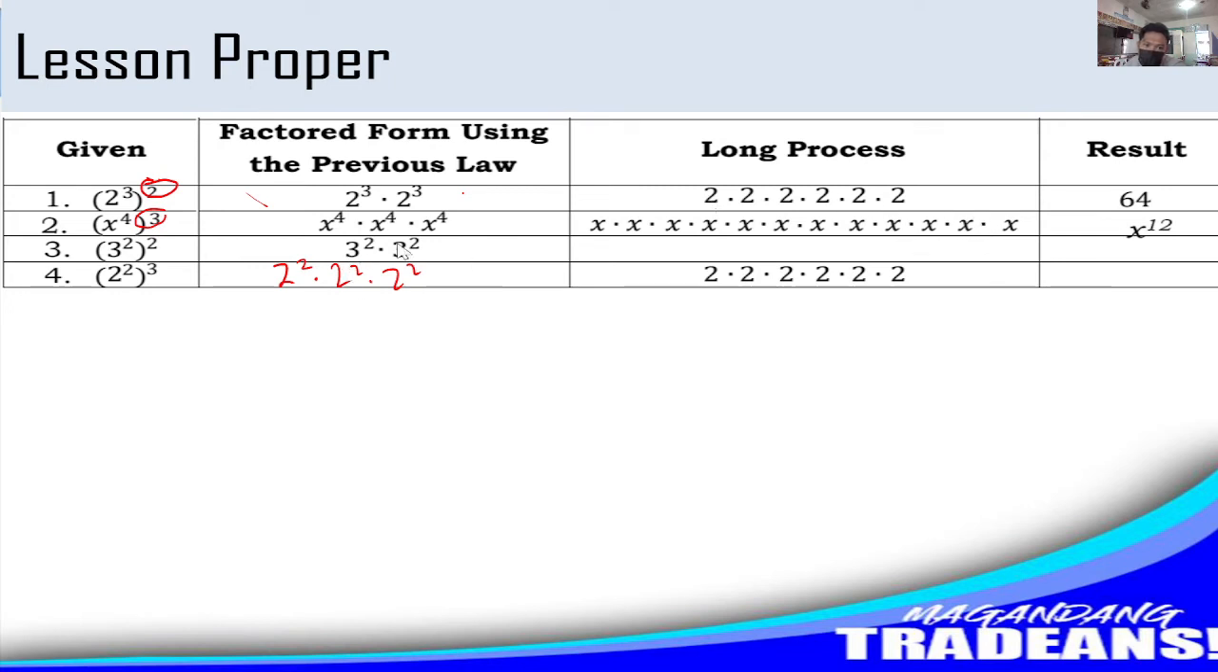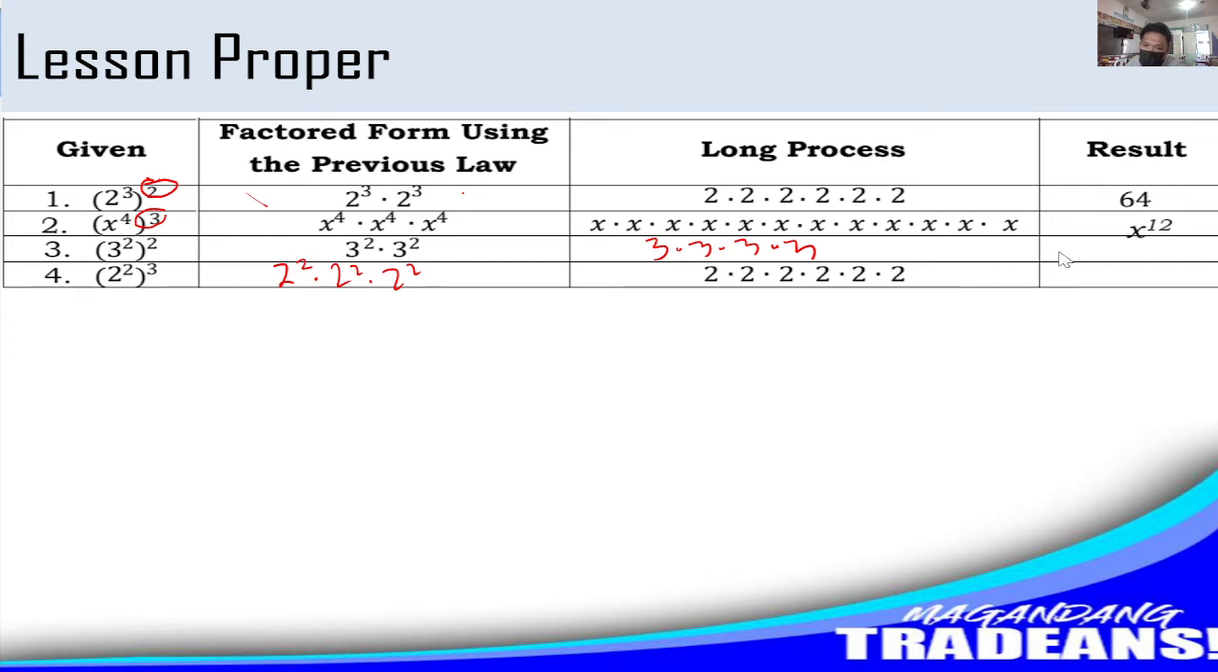Tama po yan. 3 squared, 3 squared, ilang beses ulitin? Okay, apat na beses. Very good. 3, 3, 3, 3. Bakit apat po? 3 squared, dalawa. 3 squared, dalawa ulit. Next, ito naman po, 6 na beses ulitin. So, ganun po yun. Dito naman po, 3 times 3, 9 times 3, 27 times 3, 81.